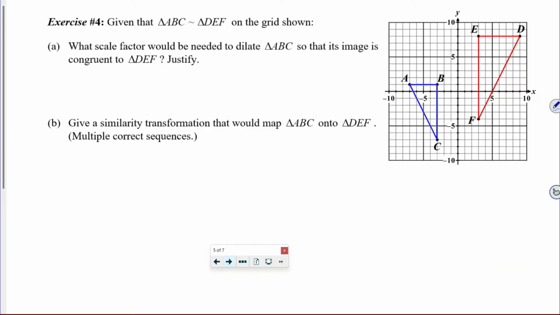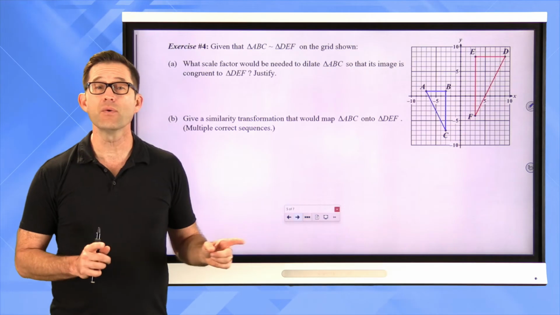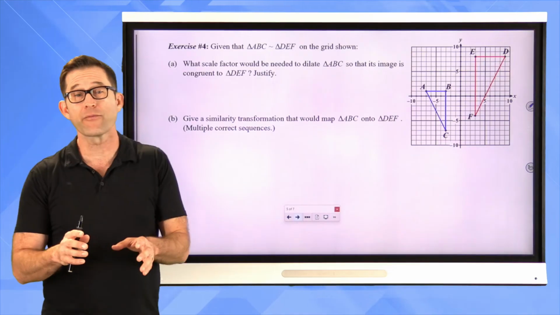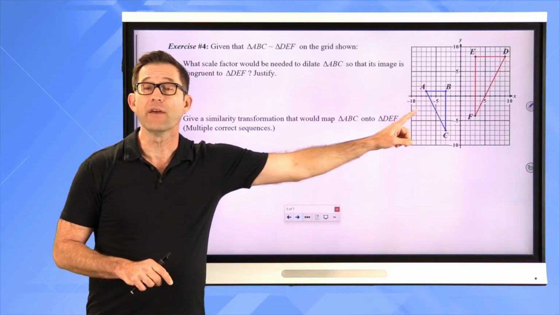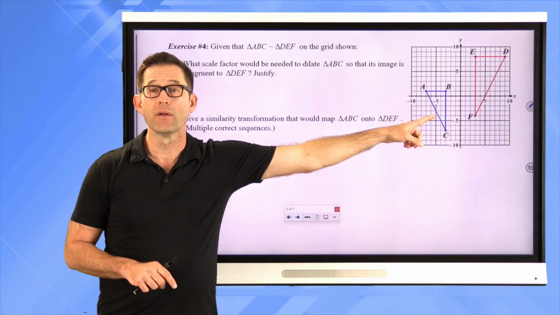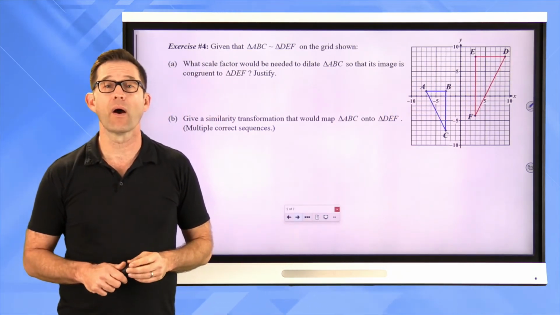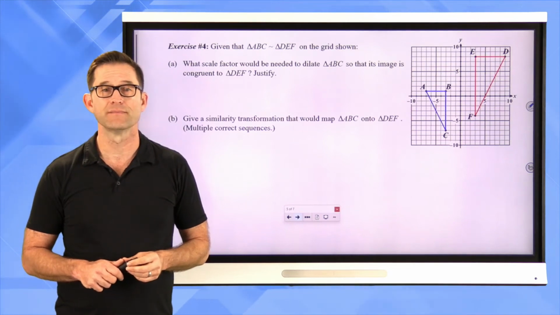Exercise number 4. Given that triangle ABC is similar to triangle DEF on the grid shown, letter A, what scale factor would be needed to dilate triangle ABC so that its image is congruent to triangle DEF? Justify. All right, we'll see if you can figure out what the actual scale constant is. So this time you can give me a number, right? Probably a fraction, but it's going to be a number that if we dilated that particular triangle, it would then be congruent to that particular triangle. Pause the video now and see if you can figure out what that particular scale constant is.